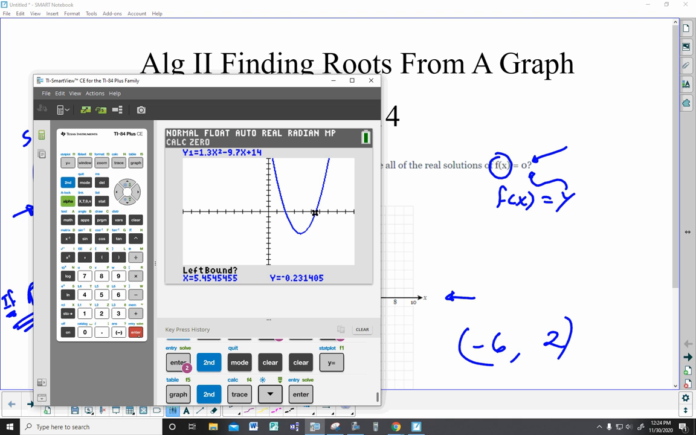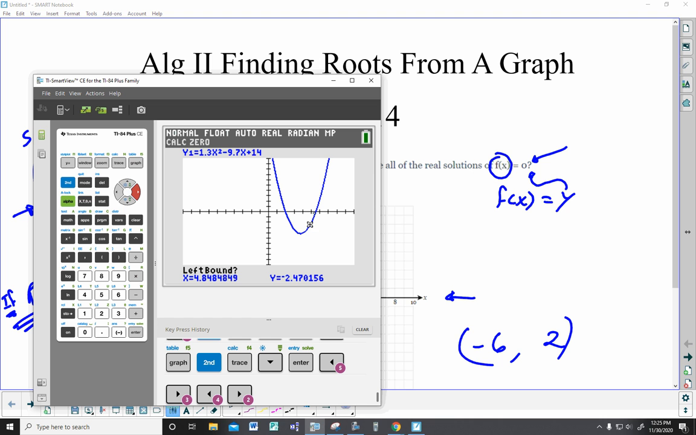Either way. Now it says sit on the left bound. The left bound, and you're going to use your left to right arrows to move the cursor. You're not going to use the up and down arrows. It's left to right. You're moving the cursor on that graph. If I'm going to go after this x-intercept, I just have to sit somewhere on the left side. You're fine if you're there.